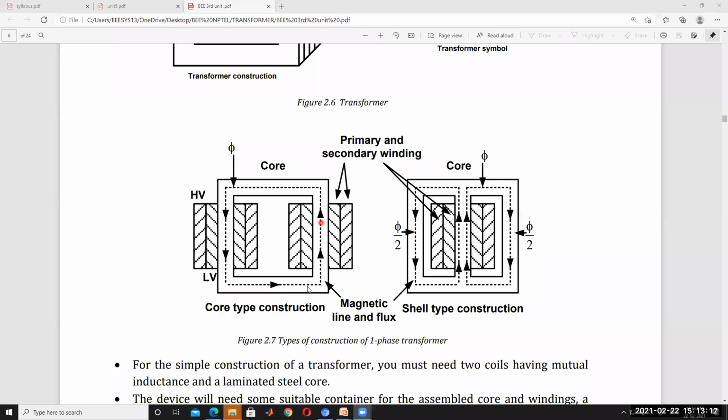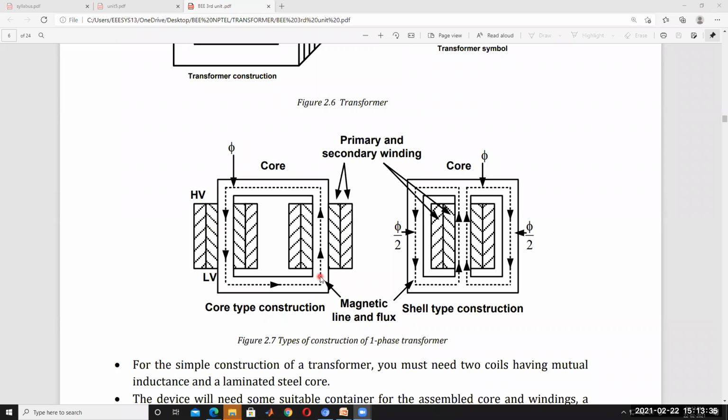So this is the core of the transformer. The low voltage winding is connected near the core, and the high voltage winding is placed away from it. Low voltage here, high voltage here. Similarly here, low voltage and high voltage. So these are the differences in core type construction.